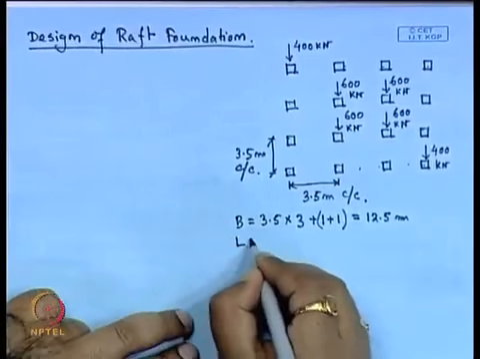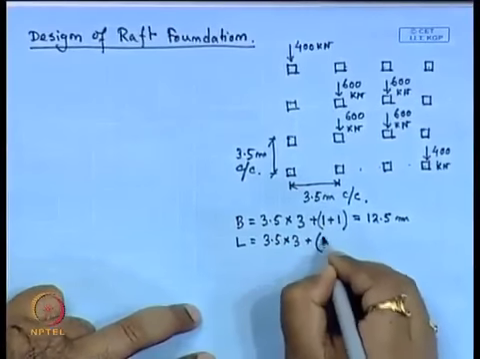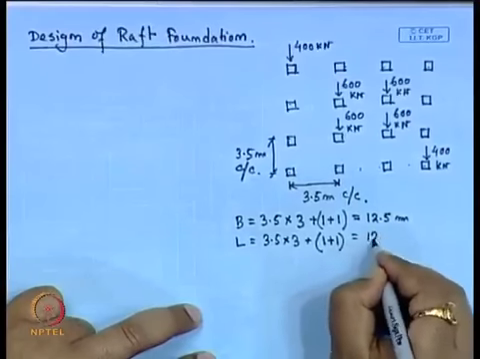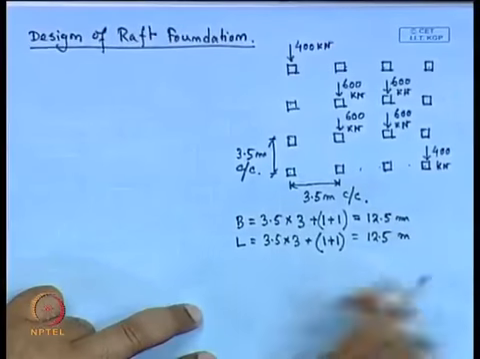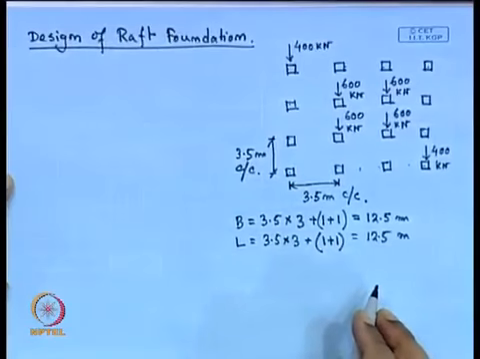Similarly, the length will also be 3.5 into 3. For the first trial, we are taking 1 additional meter on this side and 1 additional meter on that side. So, that is also 12.5 meter. So, this is a square raft we are designing, though it can be a rectangular raft also.